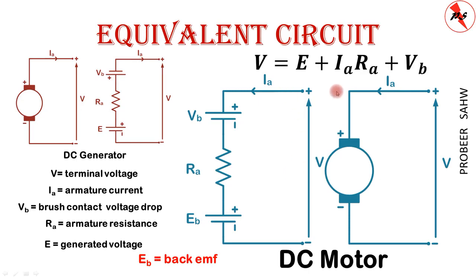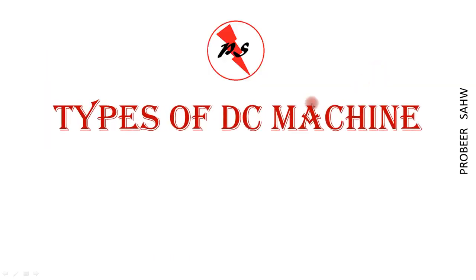Next, if we apply KVL in the case of a DC motor, the equation becomes V = E + IaRa + VB. Again, we can neglect this voltage drop, so the equation becomes V = E + IaRa. Next, we discuss the types of DC machine.